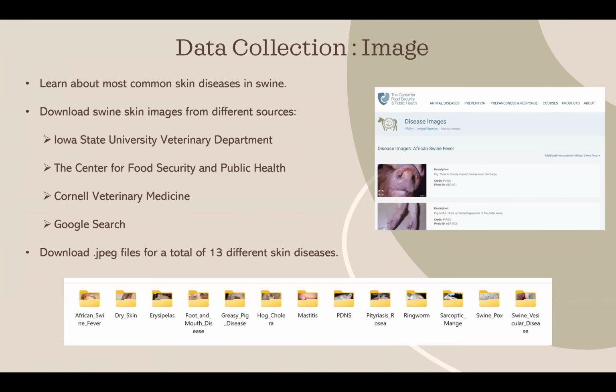Coming to data collection for image, first we have to understand what diseases we're dealing with. So we learned about different common skin diseases in swine. Then we downloaded skin images from different data sources, starting from Iowa State University Center for Food Security and Public Health, Cornell Veterinary Medicine, and Google Search. We topped up the results with our Google search to add some more diversity to our data sets. In total we have 13 different skin diseases, ranging from African swine fever to swine vesicular disease.